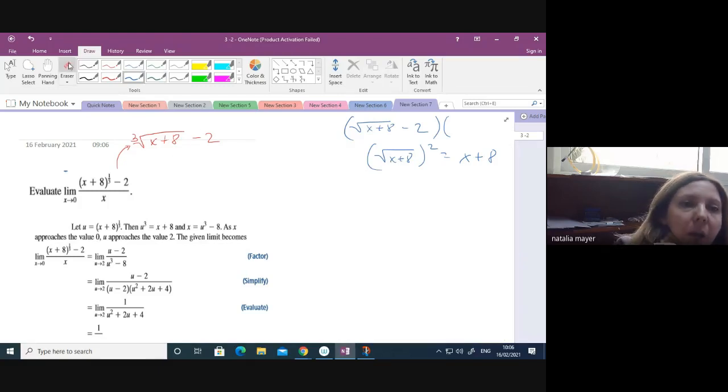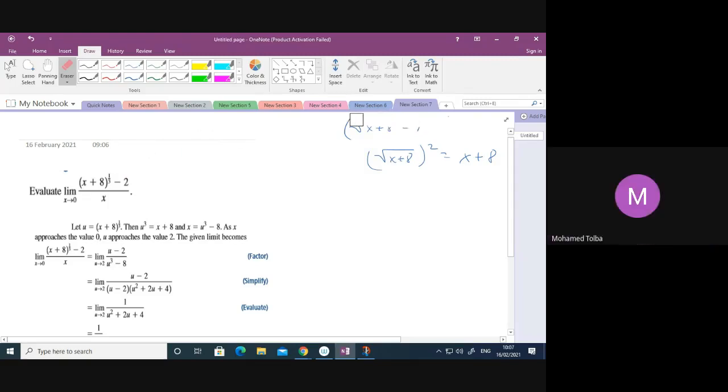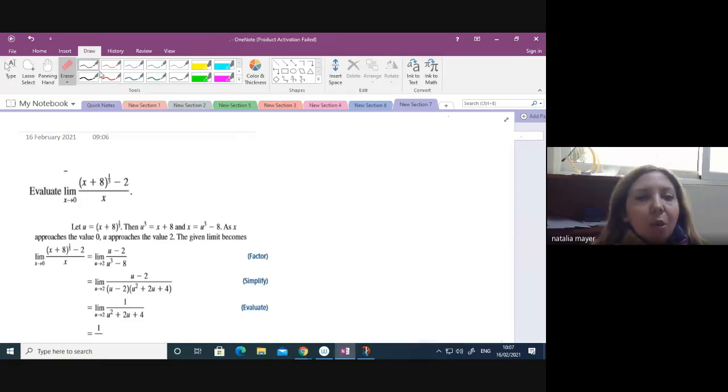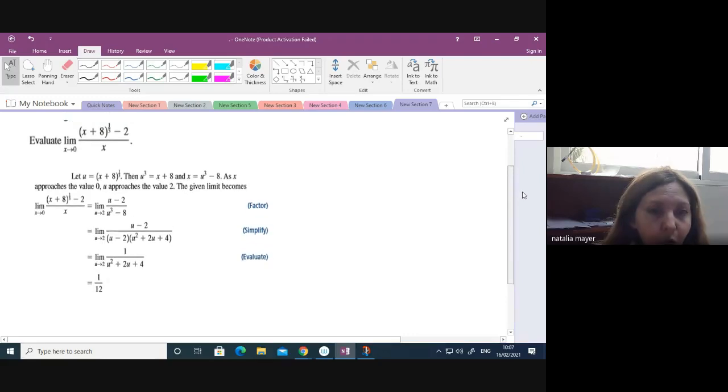Now, why can't we use, by the way, the direct substitution? Because the denominator would be undefined. It will be undefined, right, if we substitute. Okay, then it's time to think about another method. And here comes the new variable introduction.